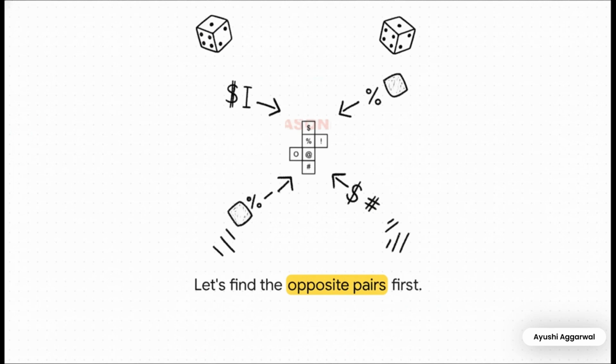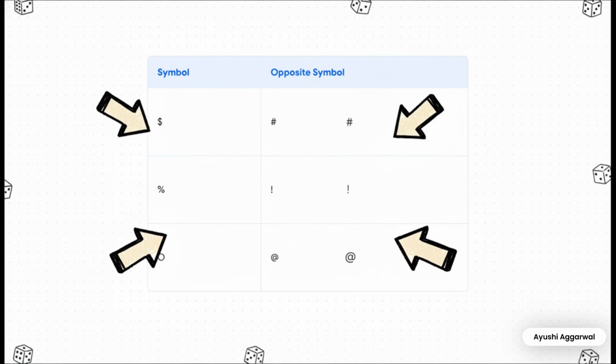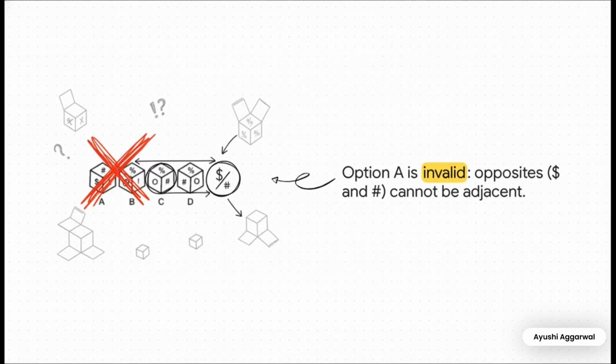Our very first job is to use that alternate faces rule to figure out all the opposite pairs. Okay, so if we use our rule, we can see that the dollar sign is opposite the hash sign, the percentage sign is opposite the exclamation mark, and the O is opposite the @ symbol. Perfect! Now we have our pairs. Now we just check the options. And remember, opposite faces can never ever be seen together. So look at option A. It shows the dollar sign and the hash sign right next to each other. But wait, we just figured out they're opposites. So that means option A is impossible.